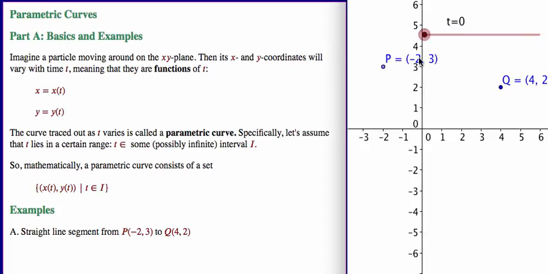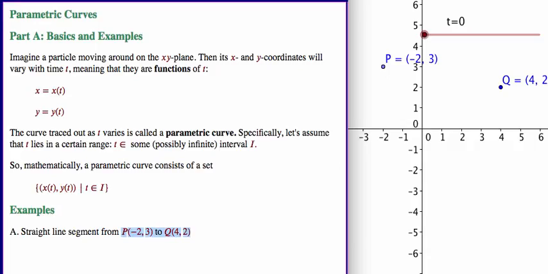Now, how do we parameterize it? How do I come up with the equations for x of t and y of t to make this happen? How did I do this? What's going on here? That's what we need to decide. So, rather than looking at this very specific example, let's look at the general case.